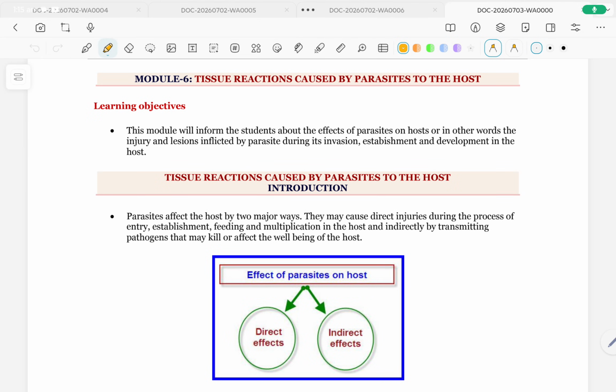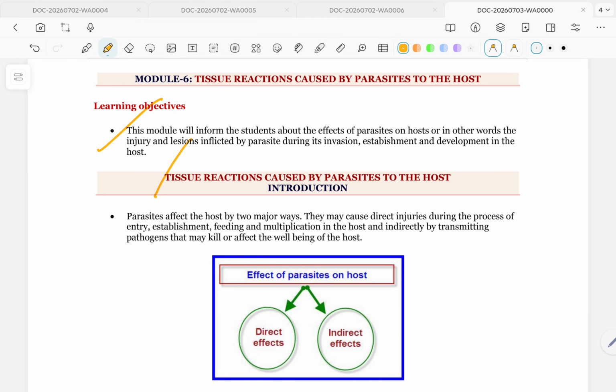Module 6. Tissue reaction caused by parasite to the host. Learning objectives. This module will inform the student about the effect of parasite on the host, or in other words, the injury and lesions inflicted by parasite during its invasion, establishment and development in the host.